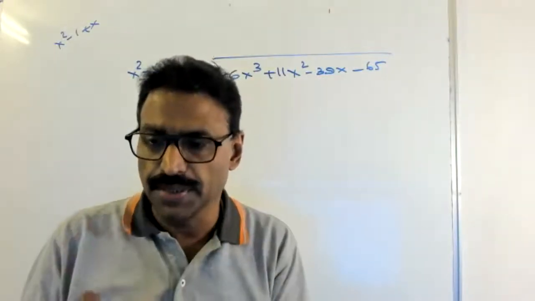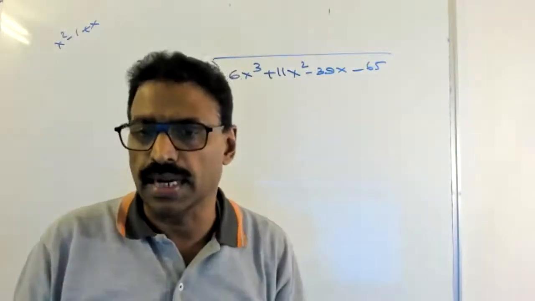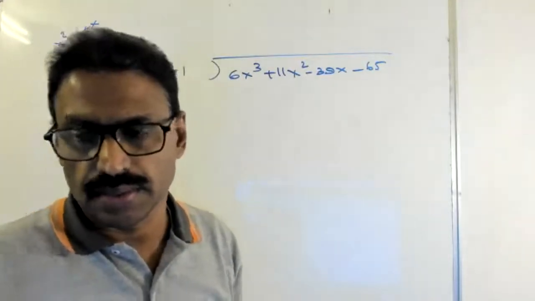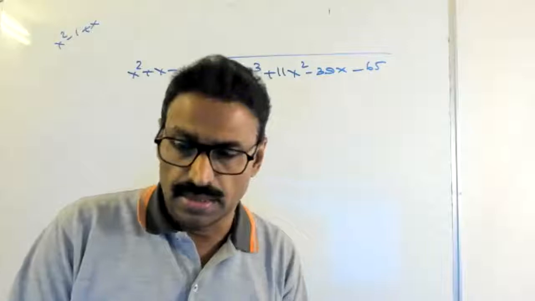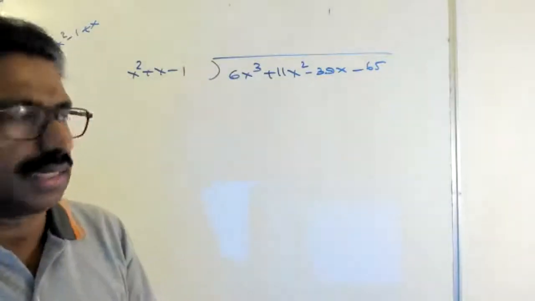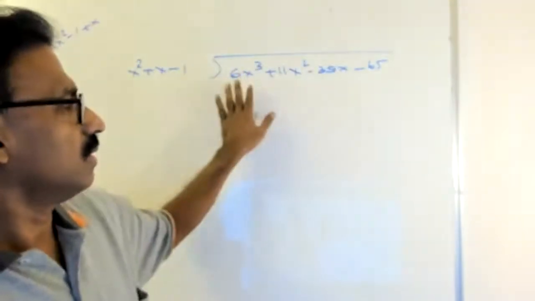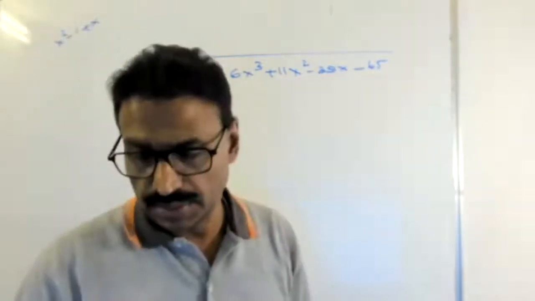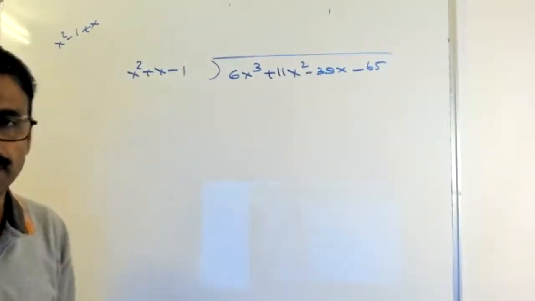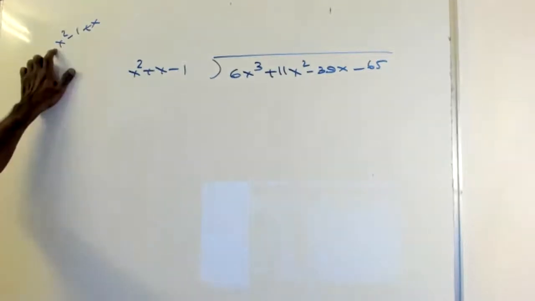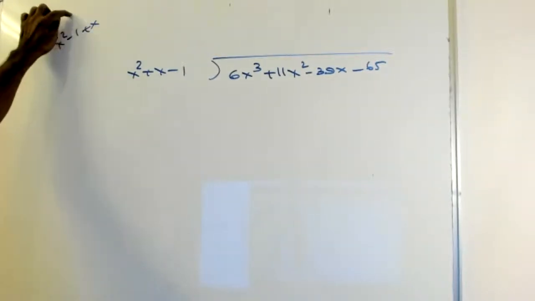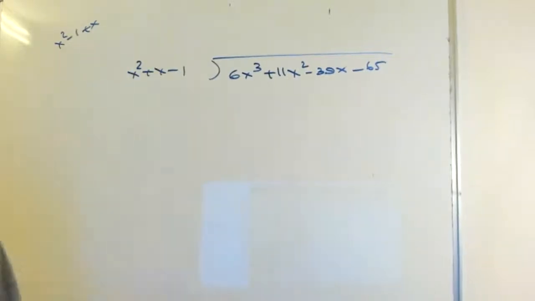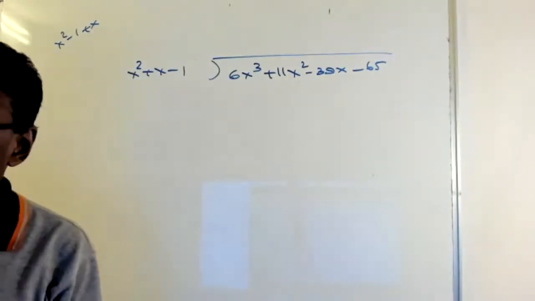First step, you check whether all the terms are there. Actually, I told you this is supposed to be learned in class 8 and 9. You may have doubts, that's why we start at the basic level. Here all the terms are there: 3, 2, 1, and constant. But now what are you dividing by? Divided by x square minus 1 plus x. This one is not in order, so make it in order: x square plus x minus 1. Now we are going to start.